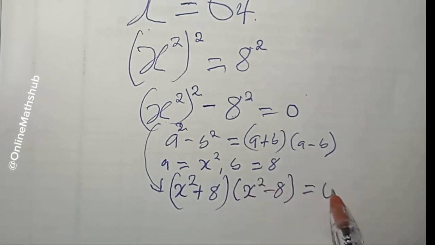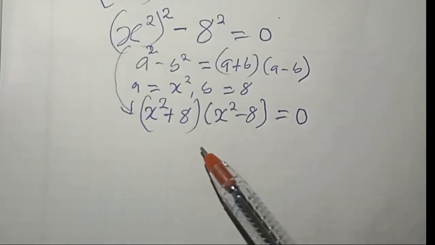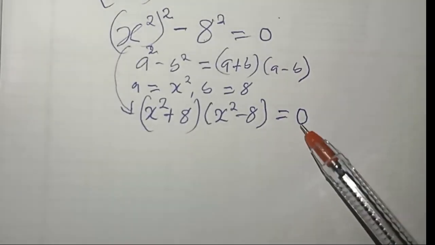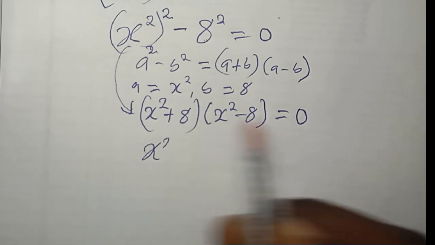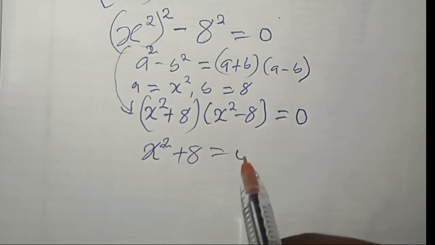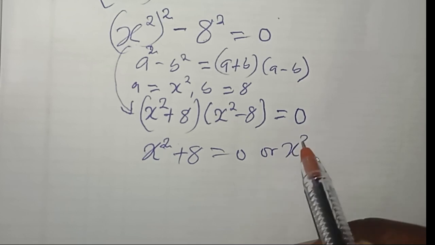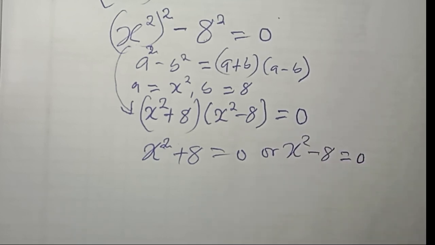It's equal to 0. So you can see here what I'm having is a product of two terms which the result is equal to 0. And then of course, if you can remember the 0 product rule, this actually implies that x squared plus 8 is equal to 0, or x squared minus 8 is equal to 0. Okay, so let me pick this case first and solve, and then we'll come back to this.